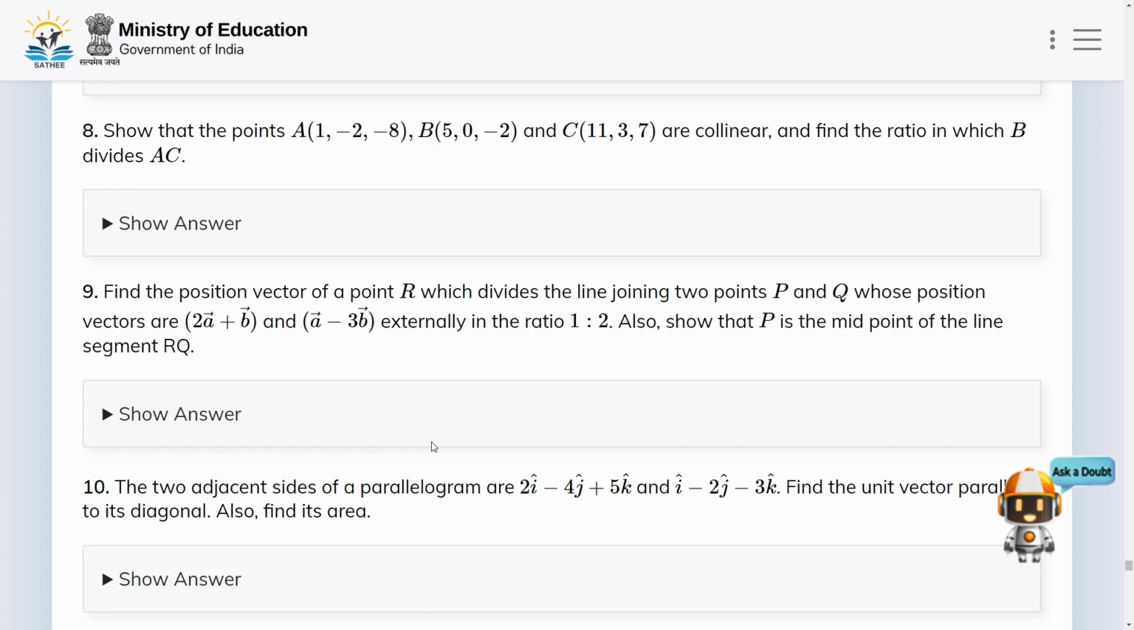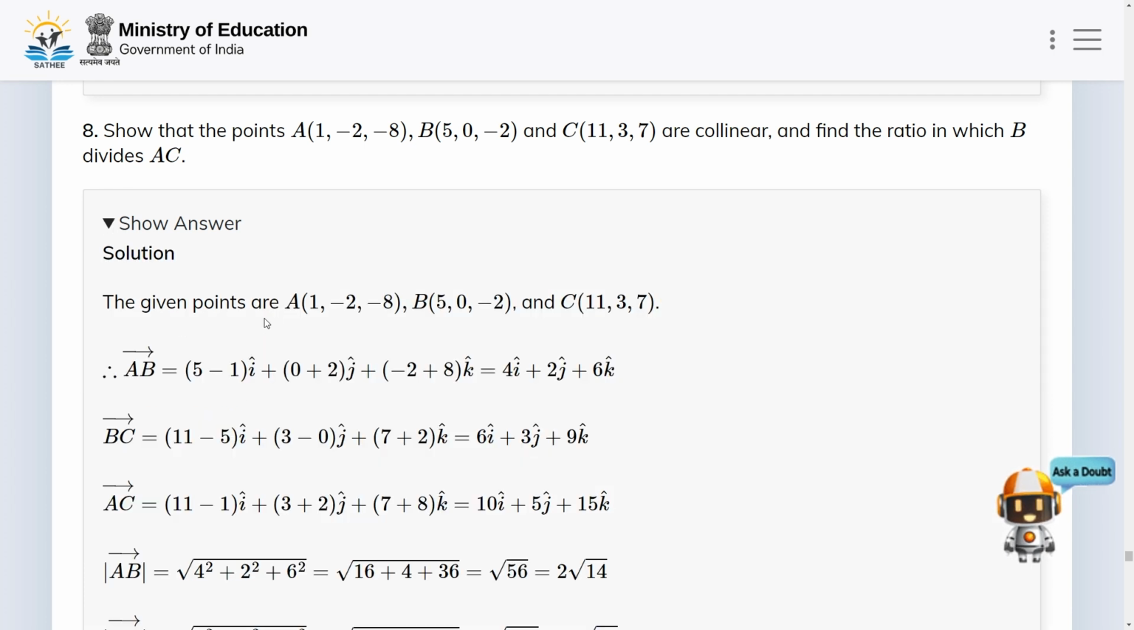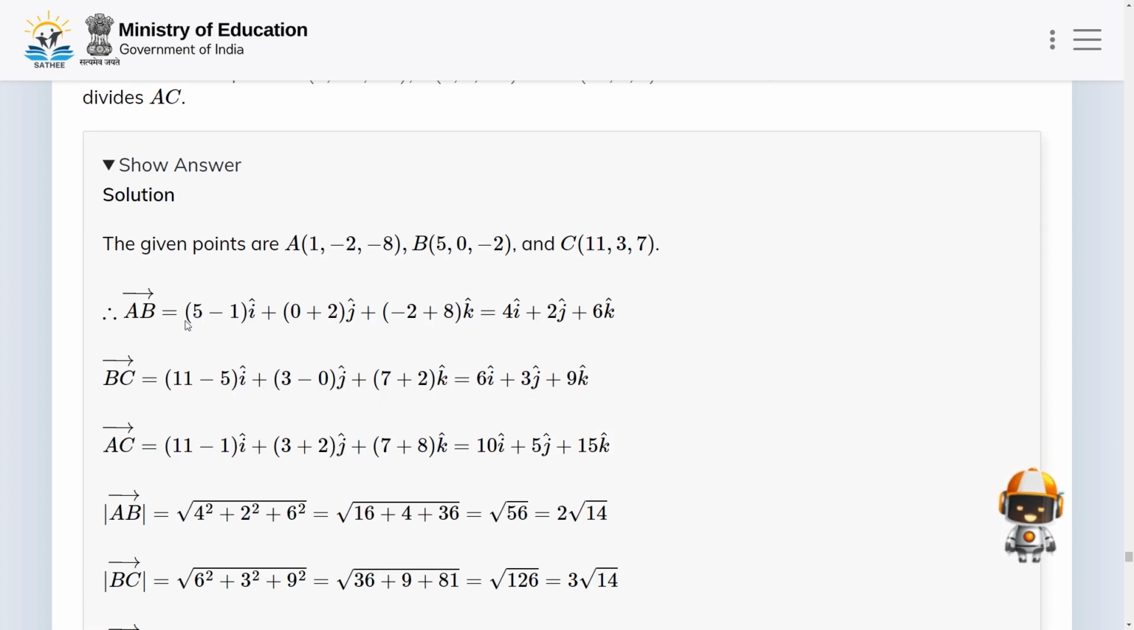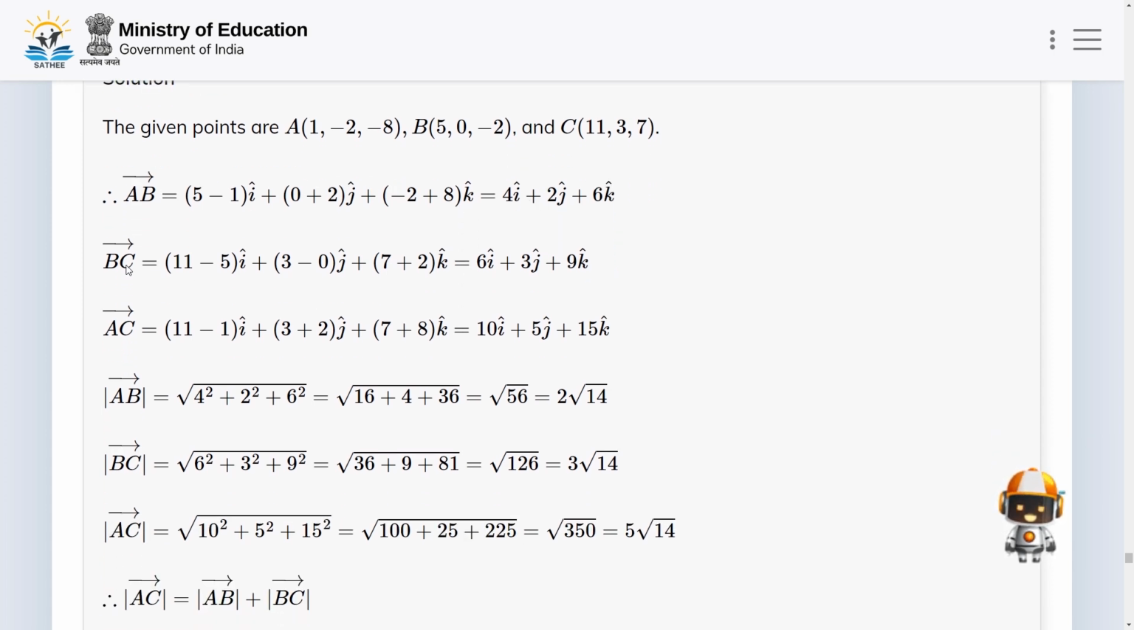Now the eighth problem. Show that the points A, B, C are collinear and find the ratio in which B divides AC. So let's see, three points A, B, C. AB vector will be 4i hat plus 2j hat plus 6k hat. BC vector will be 6i hat plus 3j hat plus 9k hat. AC vector will be 10i hat plus 5j hat plus 15k hat.